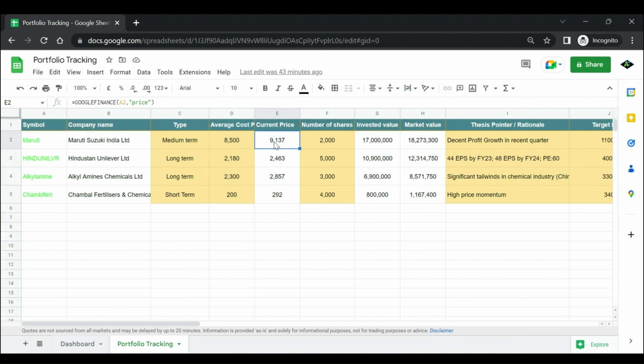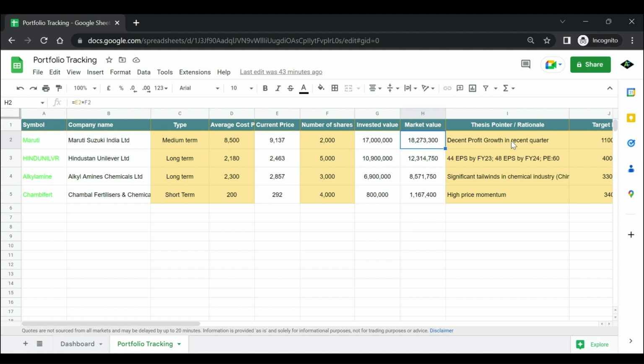And then column E automatically derives the current market price of the stock. So it uses the A2 cell, which is the symbol, and by price it will give me the price of the stock. Then column F, you need to manually input how many shares you have bought. So in this case, Maruti Suzuki, we have bought around 2000 shares at an average cost price of 8,500. By multiplying 8,500 by 2000, we get the invested value, which is around 1.7 CR. Then we also get the market value by multiplying the number of shares with the current market price.